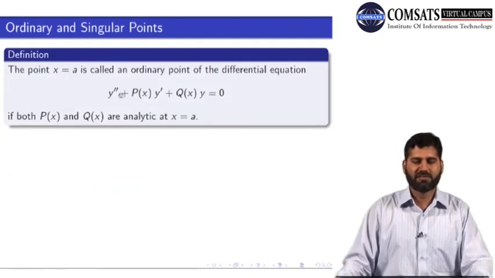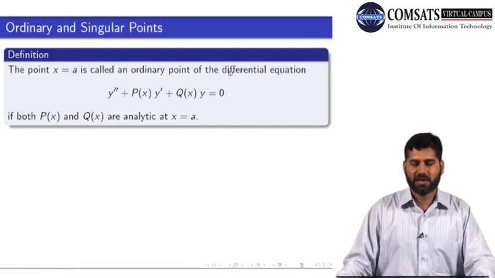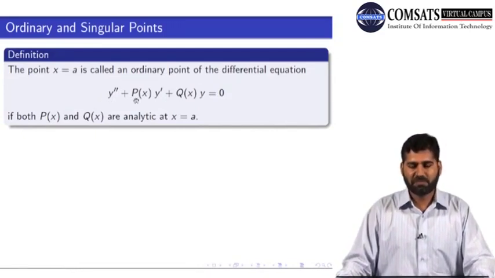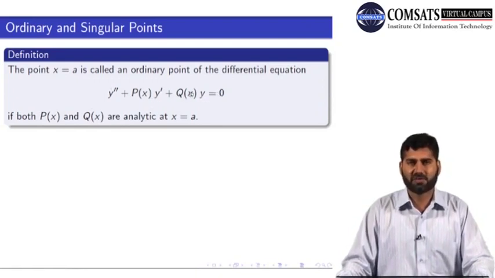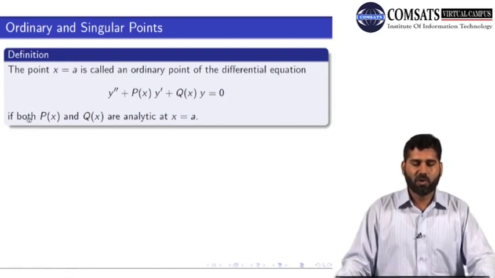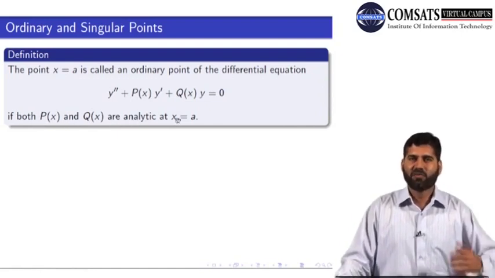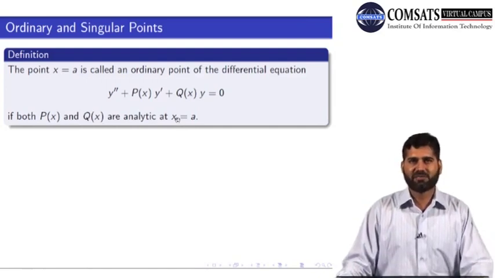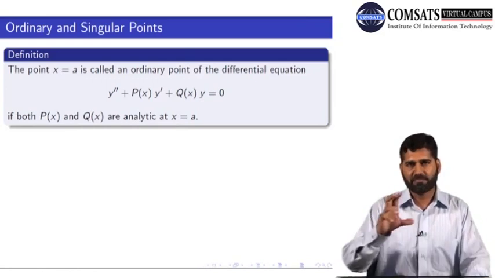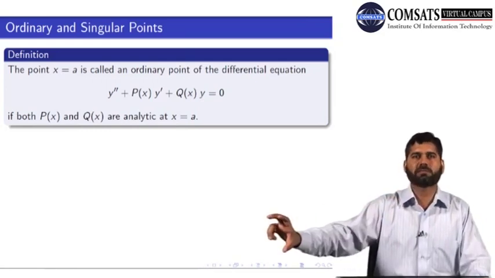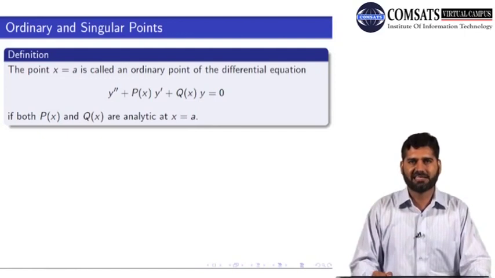All right? So first of all, what is an ordinary point? A point x equal to a is called an ordinary point of the differential equation y'' + p(x)y' + q(x)y = 0, a second order differential equation in general form, if both p(x) and q(x) are analytic at x = a. We defined analyticity at the end of the last lecture: if your function has a convergent power series representation, then it is analytic.